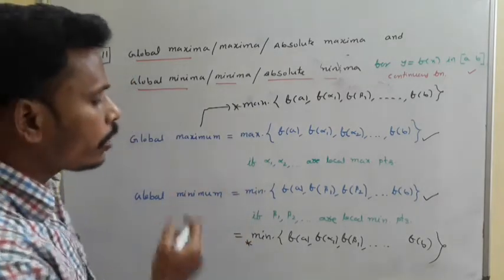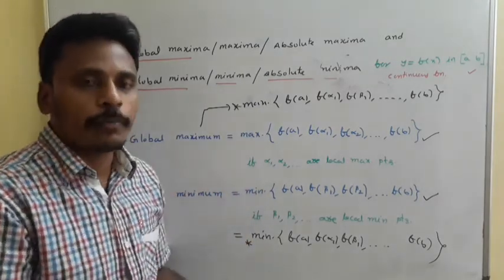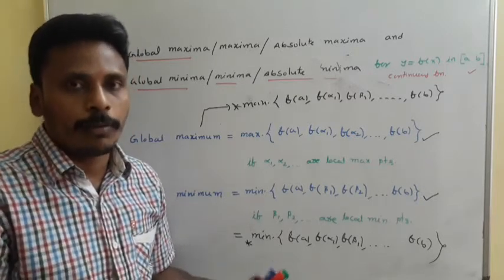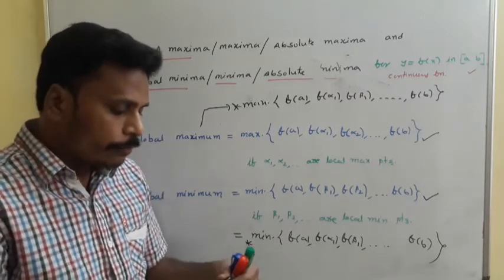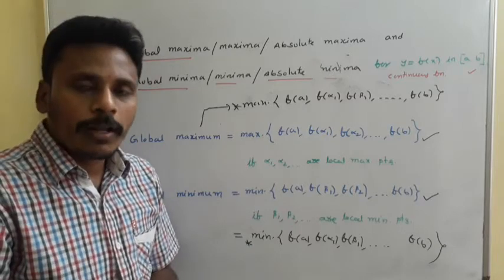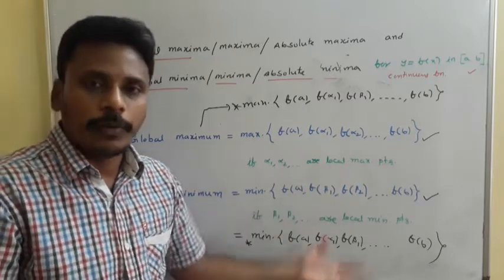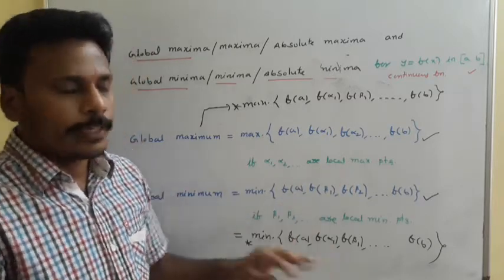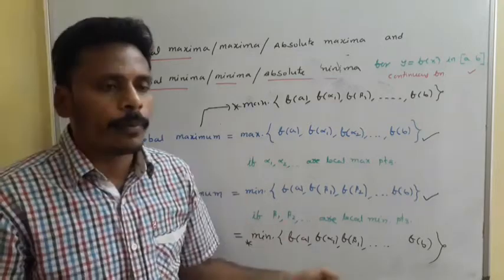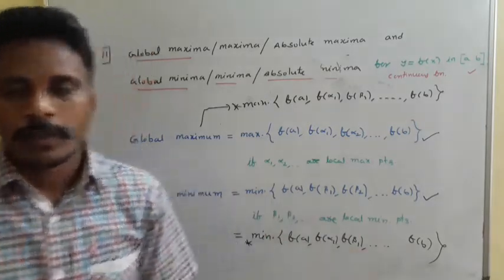Okay, and based on this we are going to solve some problems to find global maxima and global minima. First of all, we need to find local maxima and local minima using derivative tests. After that we need to find global maxima and global minima using these simple laws. Okay, have a look.